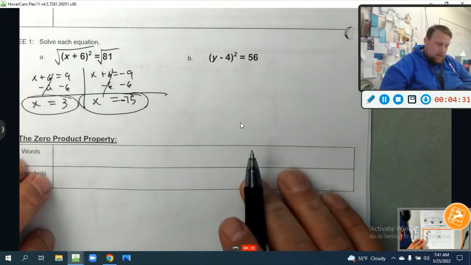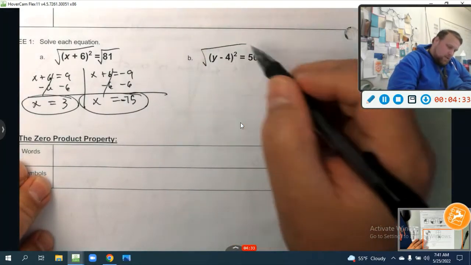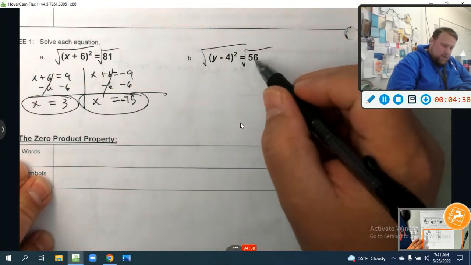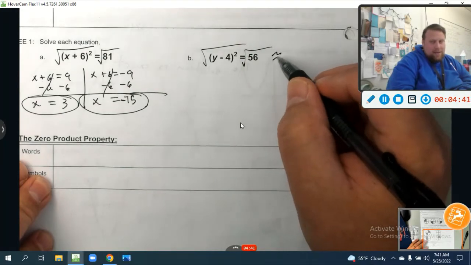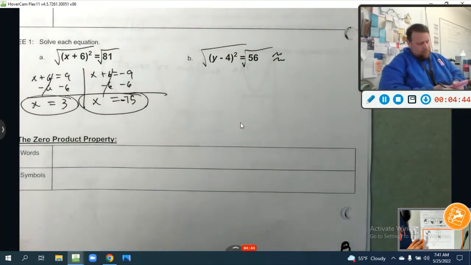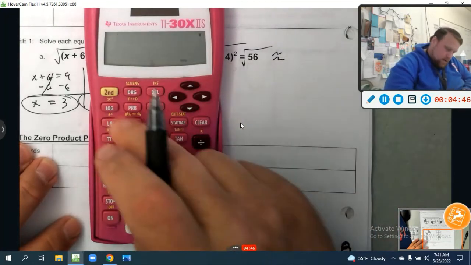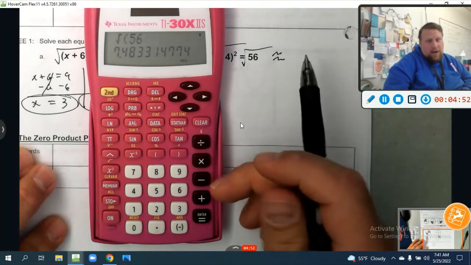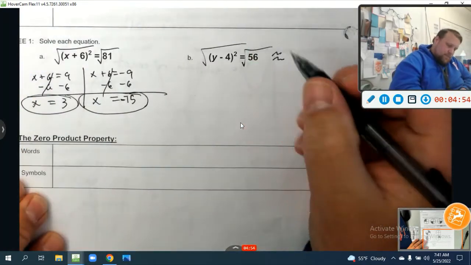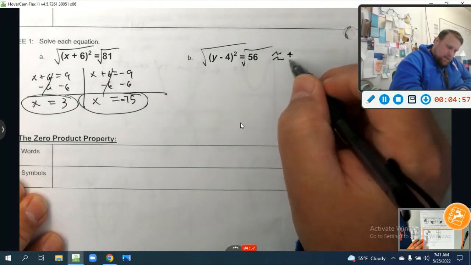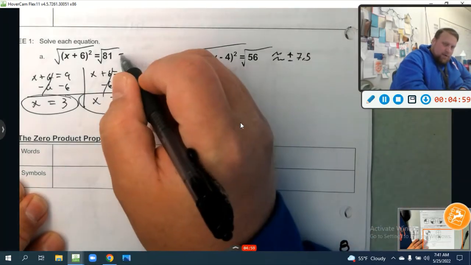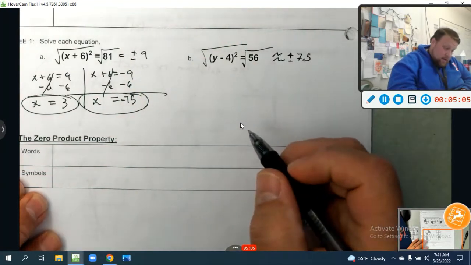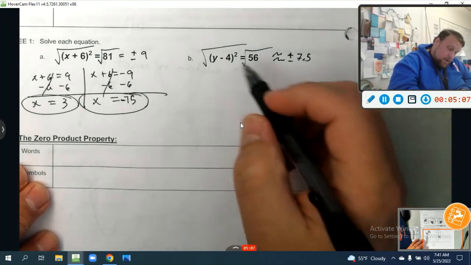All right, let's take a look right here at B. Again, I'm going to square root both sides, and I'm going to get two different things. Now, the square root of 56, we're going to have to estimate that. If you do that on a calculator, let's do it. Second function, square root of 56. We're going to go to the tenth, so that's about 7.5. So this is approximately plus or minus 7.5, right? But let's do this. It's going to cancel that out.